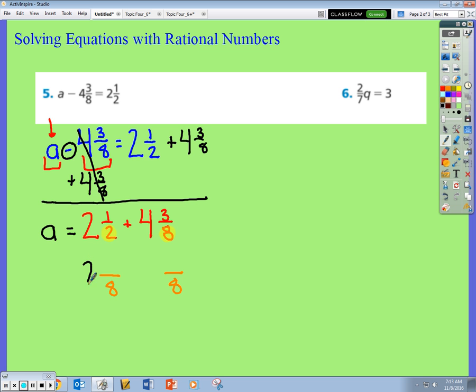The 2 stays the same. The 4 stays the same. The operation is still the same. We are still adding these. And as I stated earlier, the a is still on the left side of the equation. We're trying to find out what a equals.